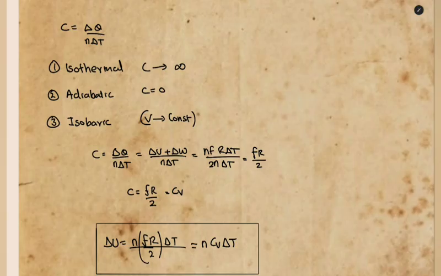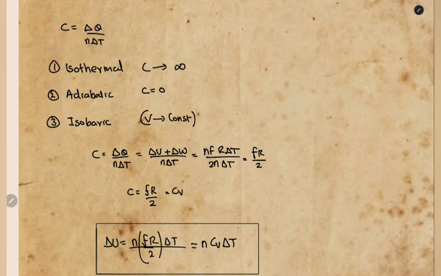So in an isothermal process, what happens to C? Delta T is equal to 0. In this case, if it becomes 0, C will be moving towards infinity. It won't be equal to infinity, instead it will be moving towards infinity. In case of an adiabatic process, delta Q will be equal to 0. So this C will be equal to 0 as well.